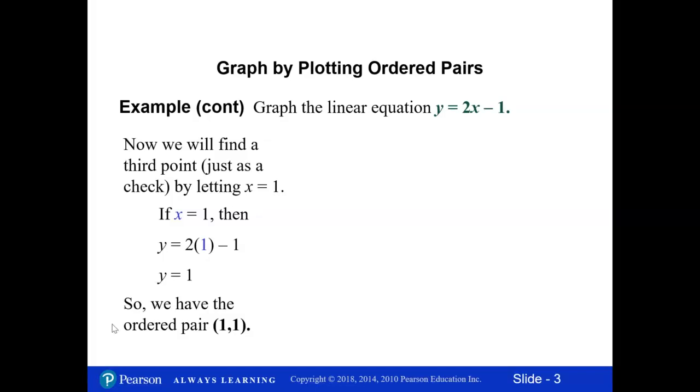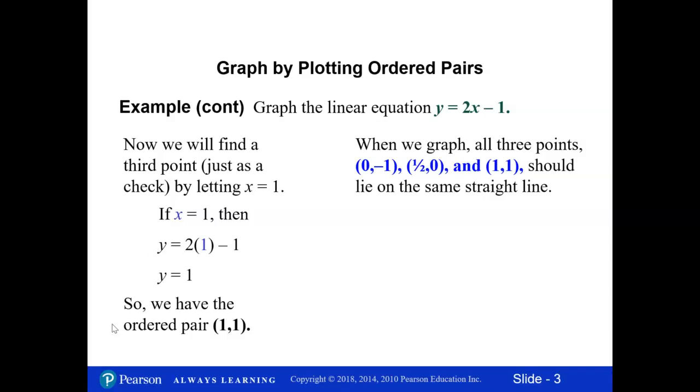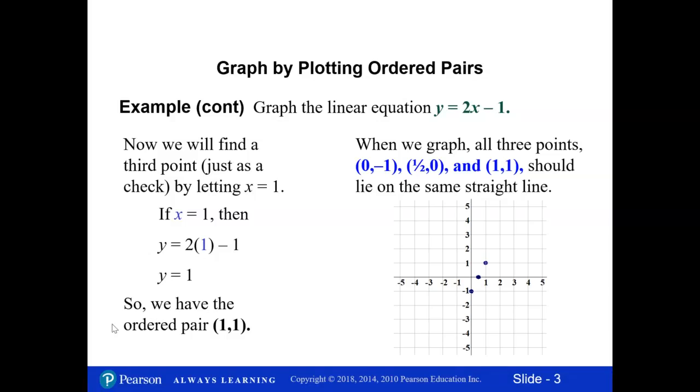Now let's write all the ordered pairs from the previous slide and this one. We have three of them. The first one is 0, negative 1. The second one is 1/2, 0. And the third one is 1, 1. This should give us a straight line. Now let's graph. As you can see, the 0, negative 1 is the first point right here. Let me get the pen here.